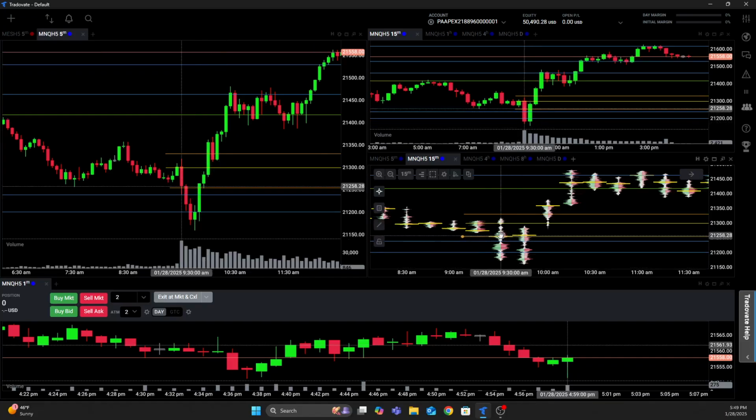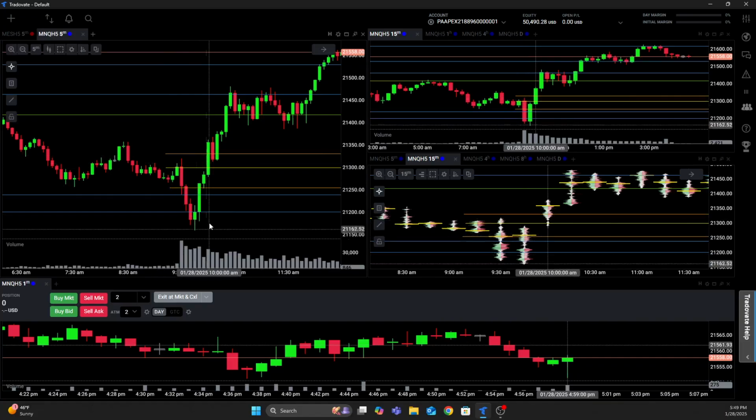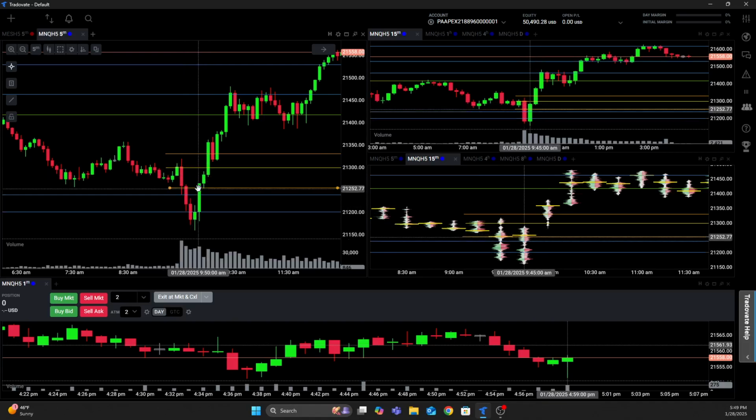Also, the first 15-minute candle of the day, that was the point of control for that candle. So we know that there's a lot of volume being transacted in this area. Funny enough, it was also pretty much the point of control for the following 15-minute candle. But it blew right through it, right? So I was watching for a retest.